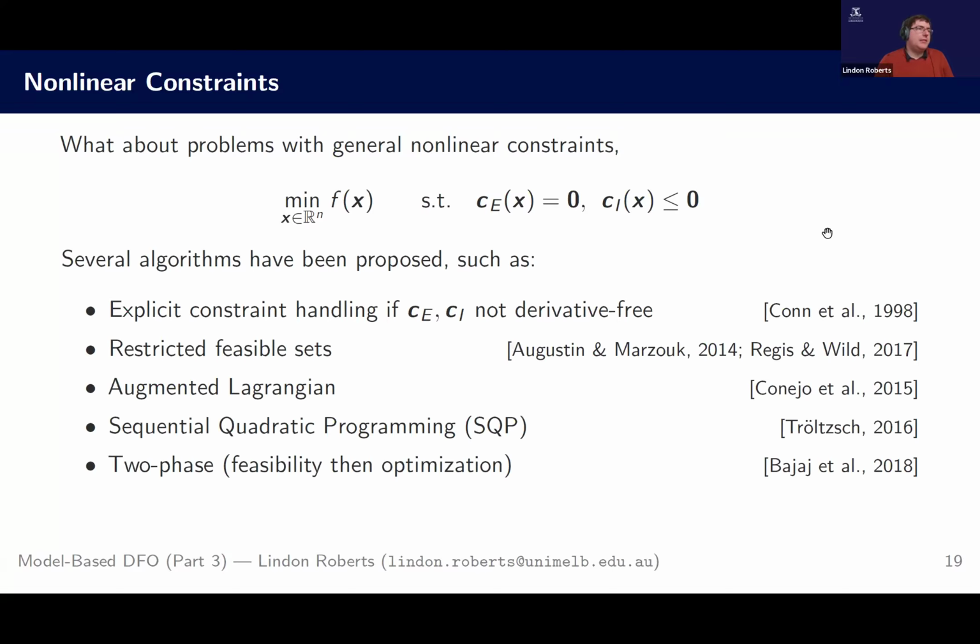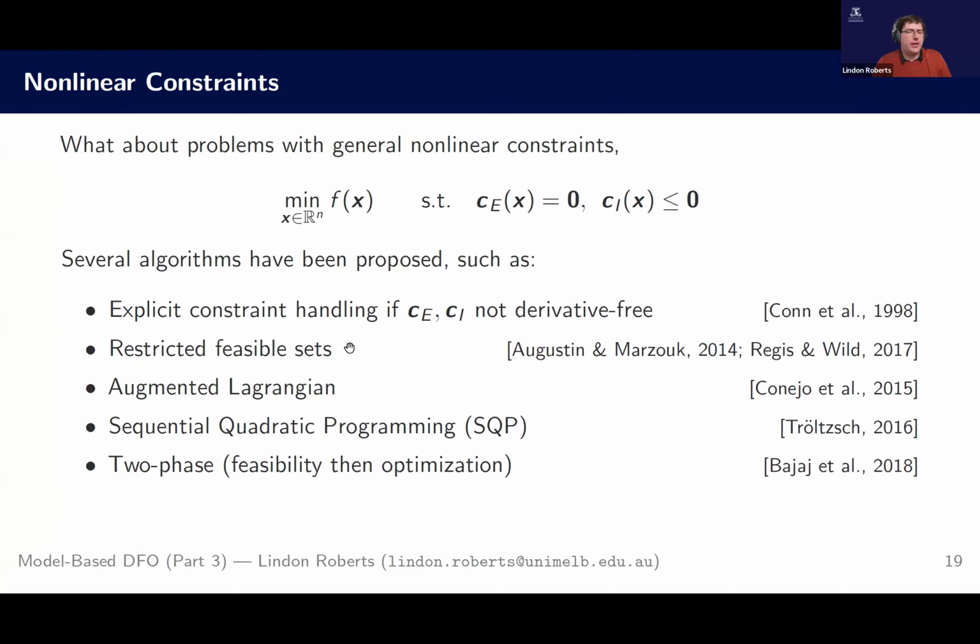But basically, the main takeaway from my perspective is that there are a lot of different approaches for this sort of setting. There are some old works that look at the case where we only have derivative-free issues in the objective, but all the constraints we have full information for, and then we can handle them very explicitly. Other works look at, particularly for inequality constraints, reduced feasible sets inside your trust region that handle uncertainty in your models.